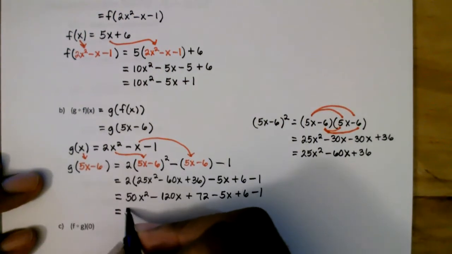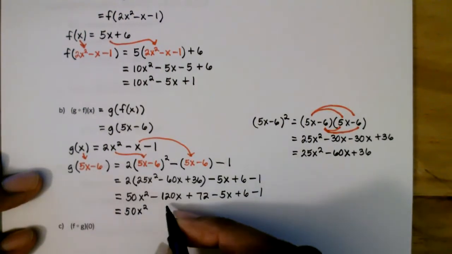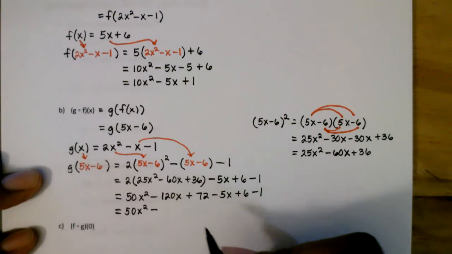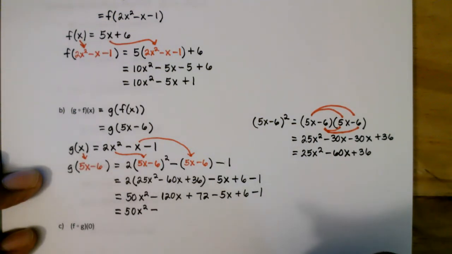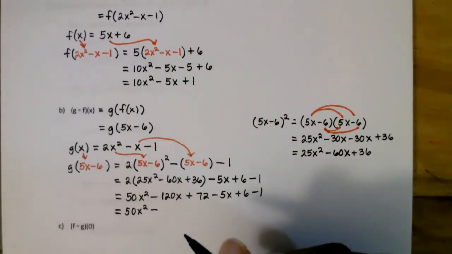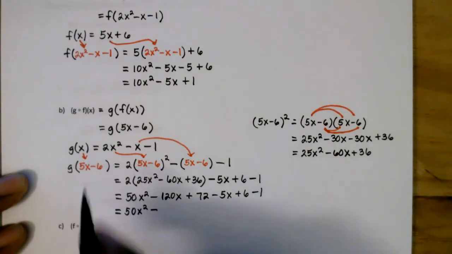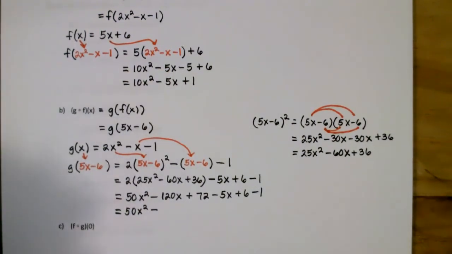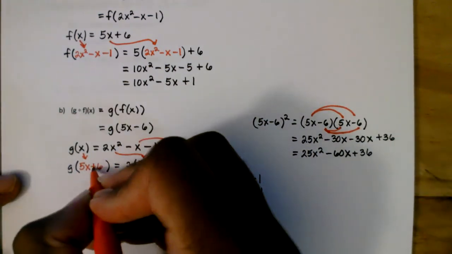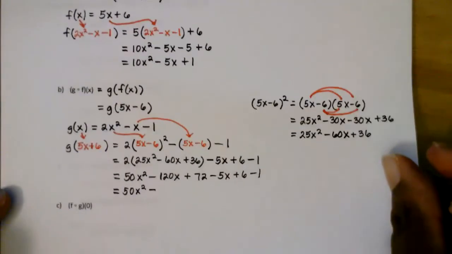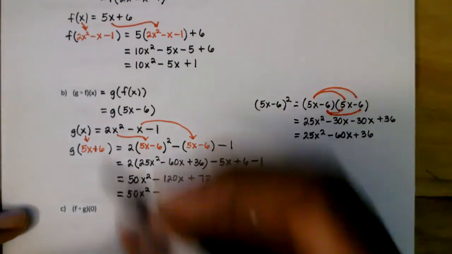Here we got 50x squared, bring that down. Minus 120x minus 5x will be a minus 120. I made a mistake here. This should be a +6. Or did I make a big mistake here? This should be a +6. There's a problem that says f of x is 5x plus 6.